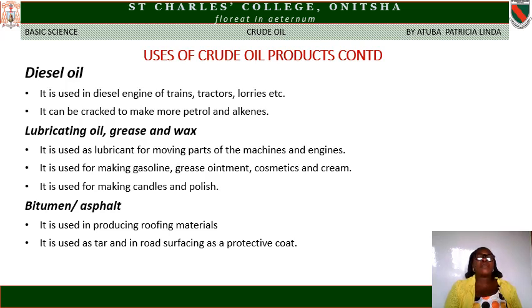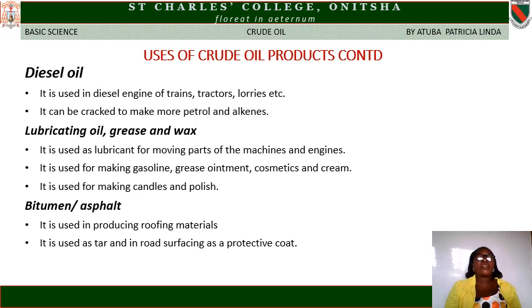The next one is lubricating oil, grease, and wax. Their uses. They are used as lubricants for moving parts of the machines and engines. It is used for making gasoline, grease, ointment, cosmetics, and cream. It is used for making candles and polish.